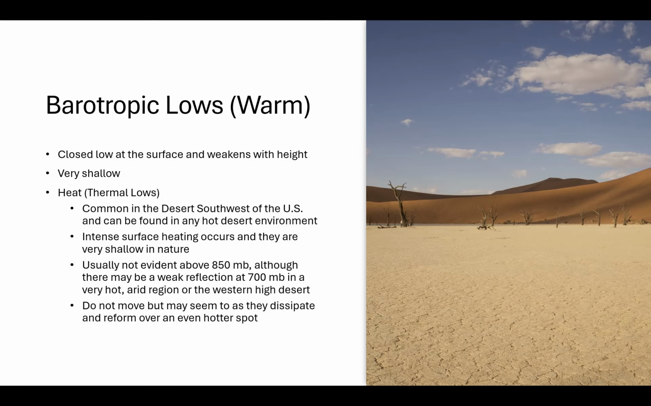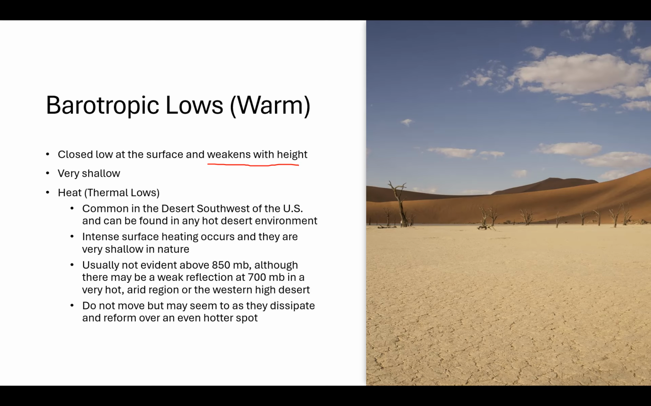When we talk about barotropic lows that are warm core, we got a couple we need to discuss. We have a closed low at the surface, which weakens with height. So with cold core barotropic lows, they actually strengthen with height. But with closed barotropic, warm core barotropic lows, they actually weaken with height. That's a big difference. They're very shallow as well, these warm core barotropic lows. An example we could use is the heat low, or what's known as a thermal low, which is common in the desert southwest of the US, but it can be found in any hot desert environment globally. You get really intense surface heating during the summer, and they're very shallow in nature.